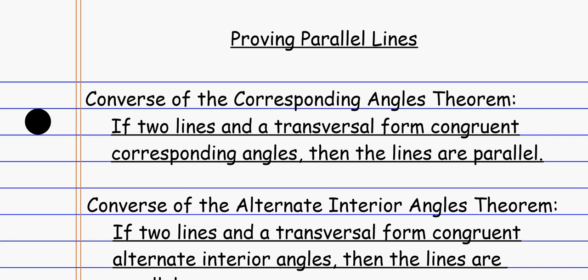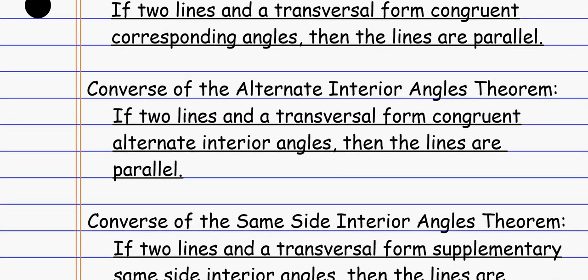So first one, converse of the corresponding angles. Remember, with parallel lines, corresponding angles are congruent. So the converse is, hey, if corresponding angles are congruent, and again, we have to have all those little details: if two lines are cut by a transversal and corresponding angles are congruent, then the lines are parallel. So you notice it's kind of wordy, but the way we think about it is the same thing. Just make sure you have those little details.